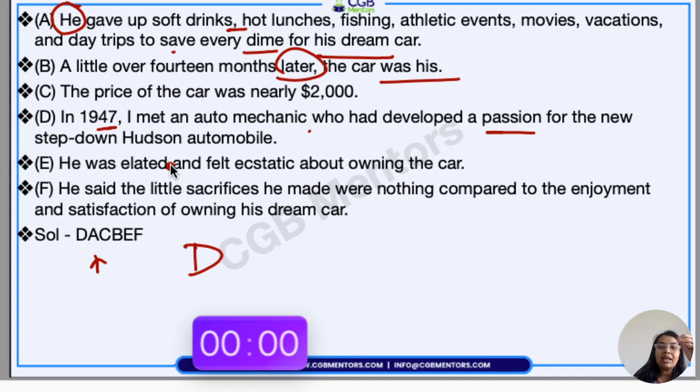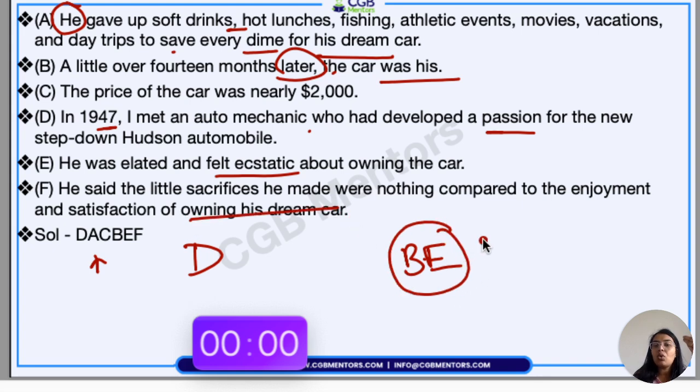He was elated and felt ecstatic about owning the car. अभी तो own कर ली, पर कहाँ, कब आई उसके पास कार? B में आई. The car was his, तो B और E एक pair बन गए यहाँ पे. He said the little sacrifices he made were nothing compared to the enjoyment and satisfaction of owning. This is his statement post owning the car. तो ये बाद में आएगा. E first है, B E साथ में आ रहे हैं, F उसके बाद में आ रहा है.